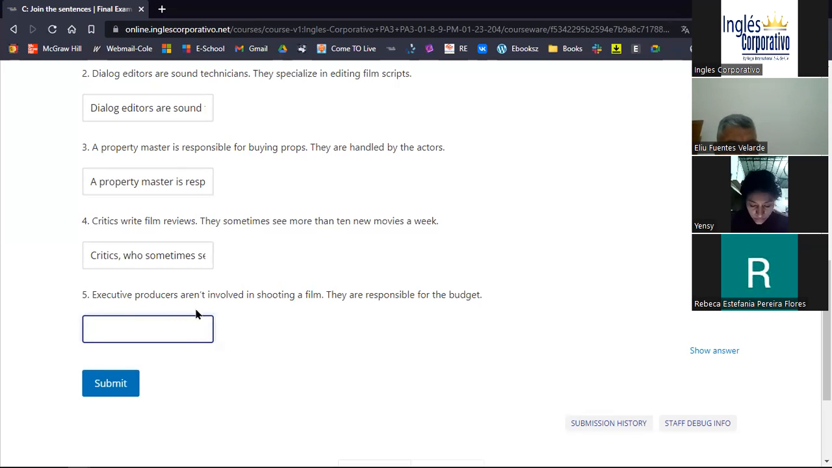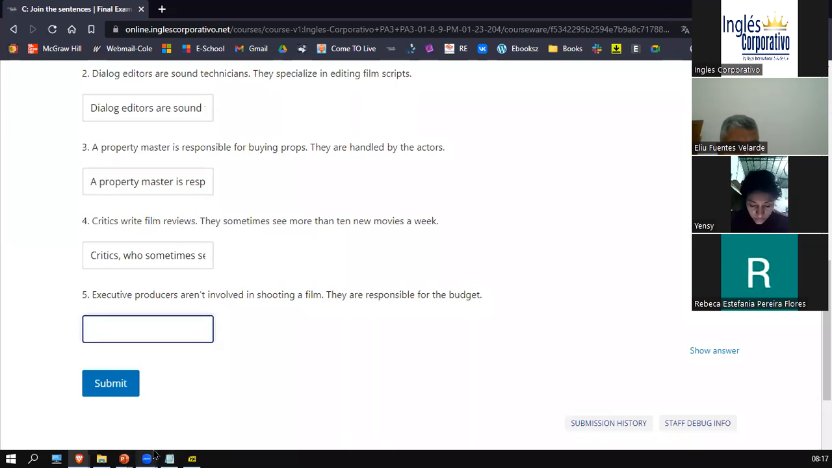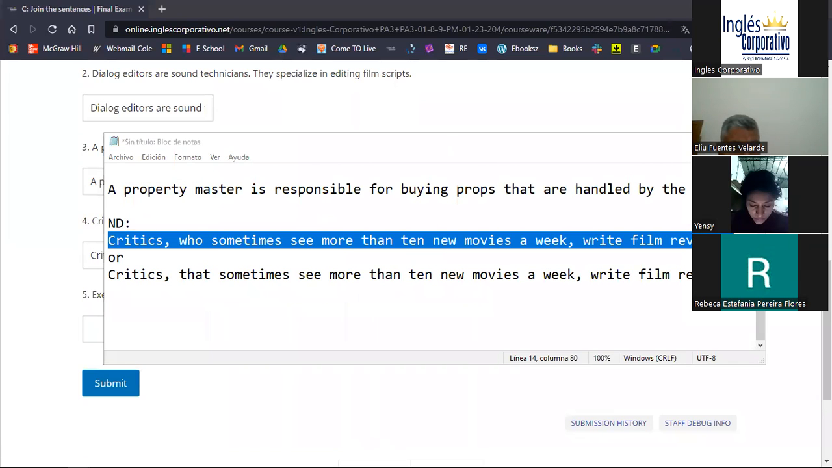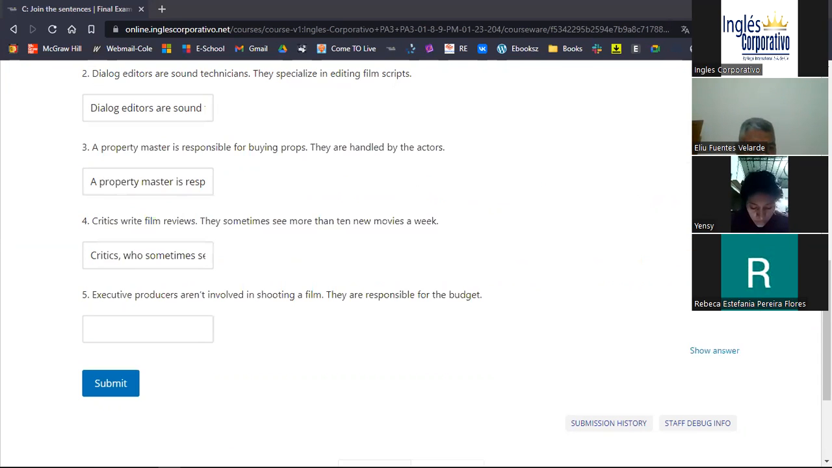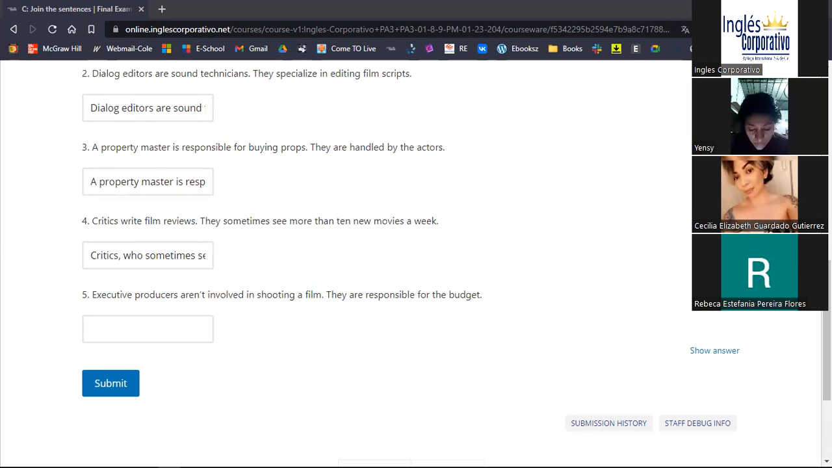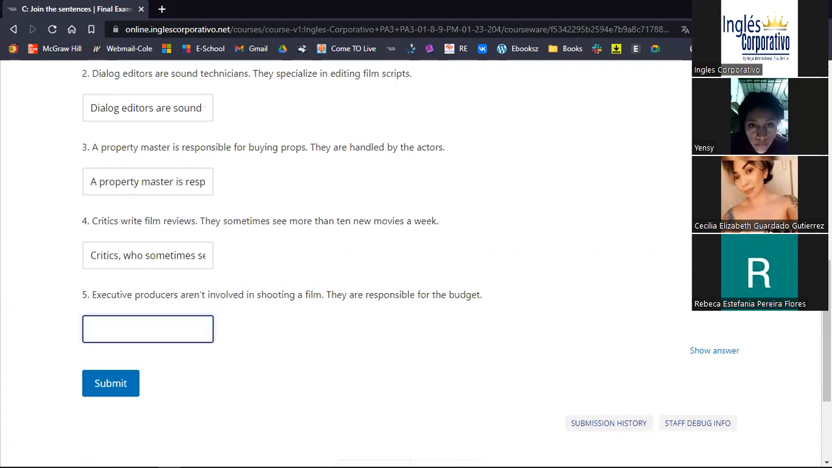Executive producers aren't involved in shooting a film. They are responsible for the budget. So what do you think is the answer for that one? Anyone? The executive producers who are responsible for the budget aren't involved in shooting a film. Very good. Excellent. That is correct.